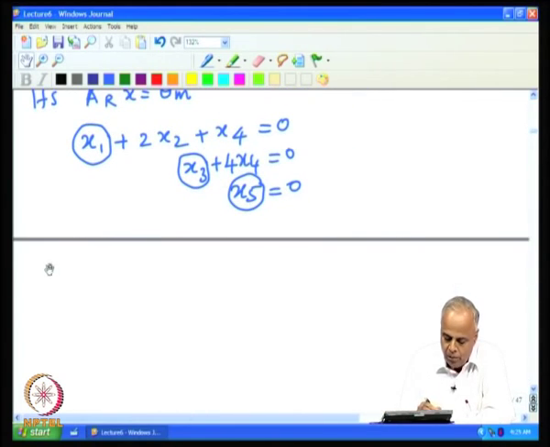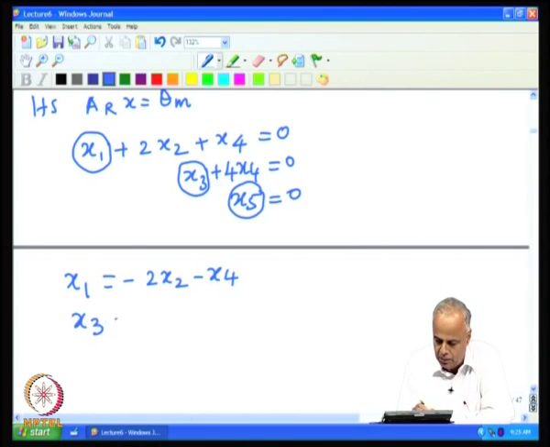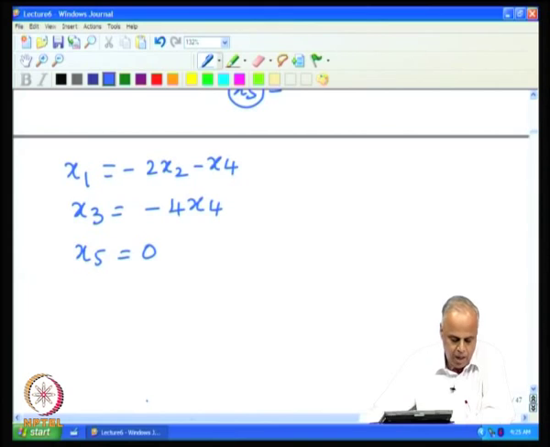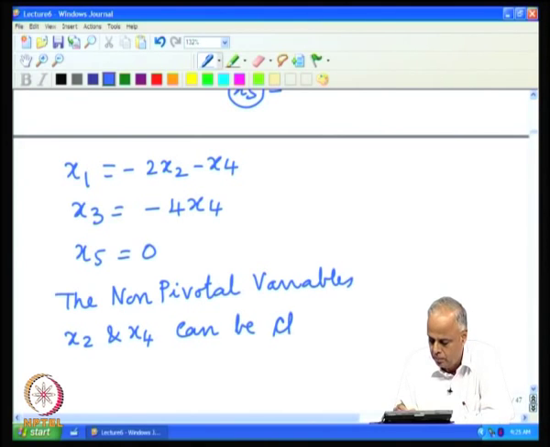So, therefore, we express the pivotal variable x 1 as minus 2 x 2 minus x 4, the pivotal variable x 3 as minus 4 x 4, and the pivotal variable x 5 as 0. And the non-pivotal variables x 2 and x 4 can be chosen arbitrarily.